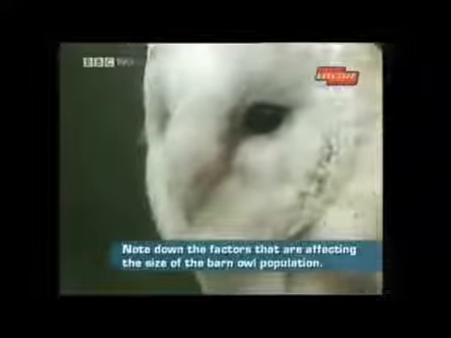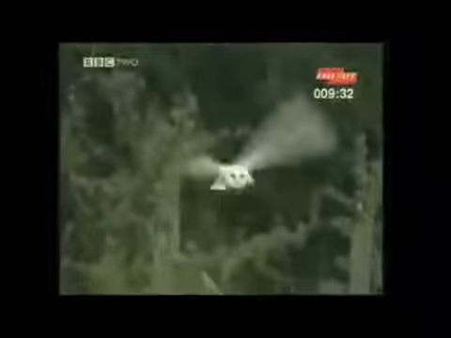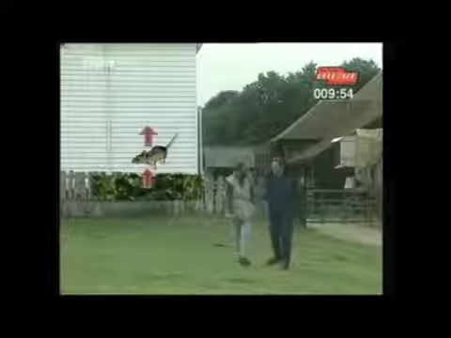Barn owls like this are under threat. They're not producing enough young to keep the species going. I'm here to investigate what's being done about it. So why aren't barn owls producing enough young? Well, to understand that, we've got to look at the food chain. OK, at the bottom you've got grass, and that's eaten by small mammals like voles and mice, and the voles and mice are in turn eaten by the barn owls.